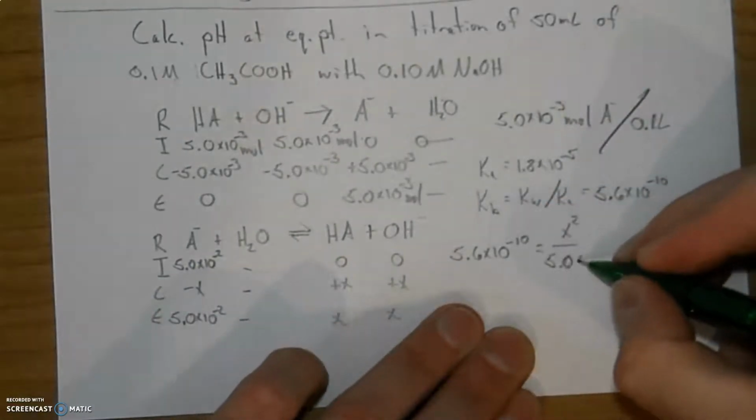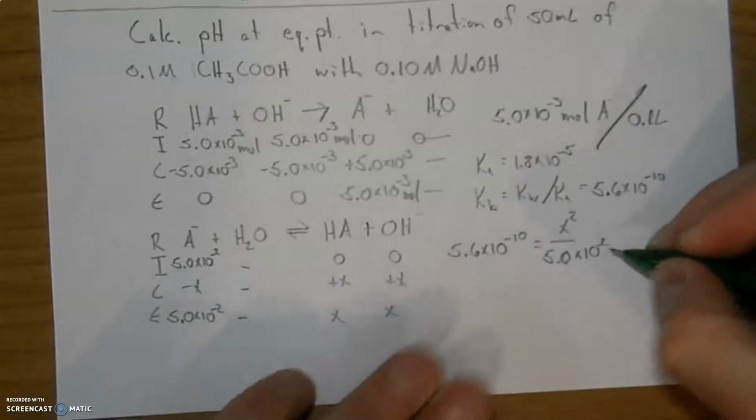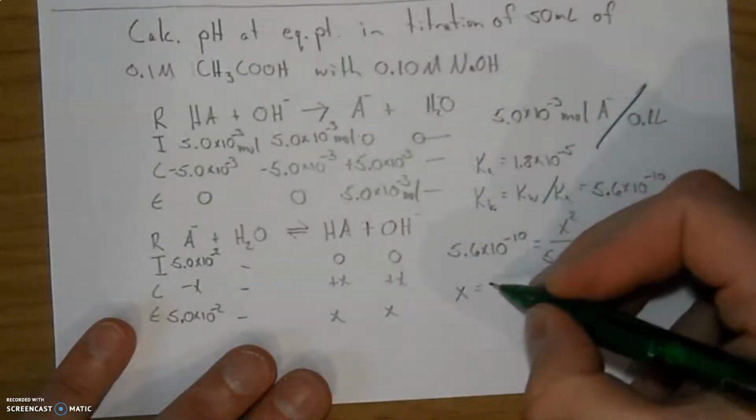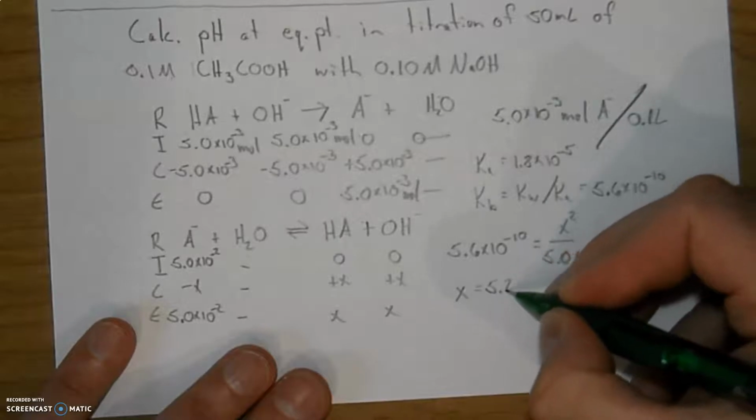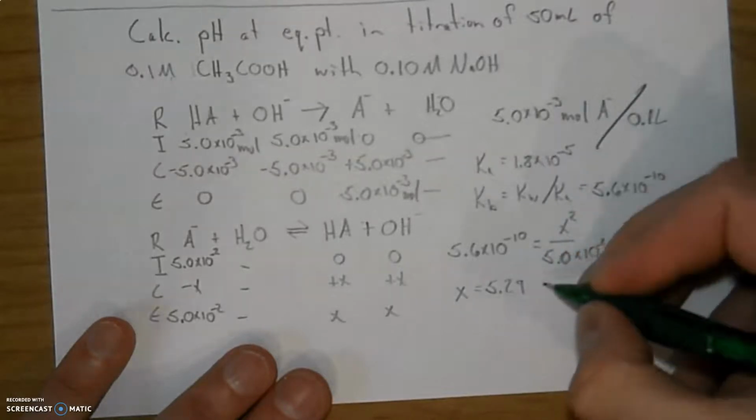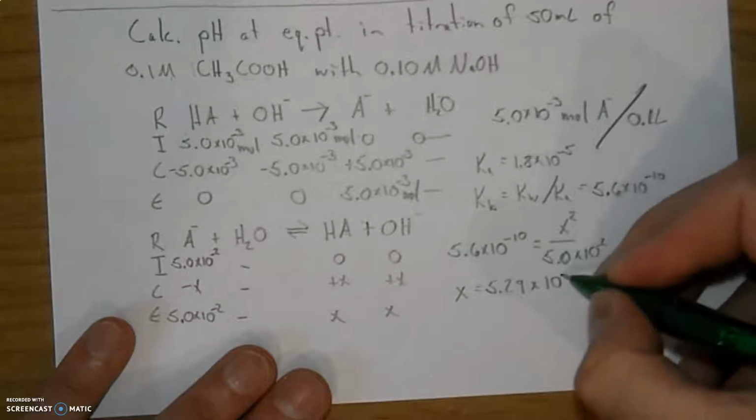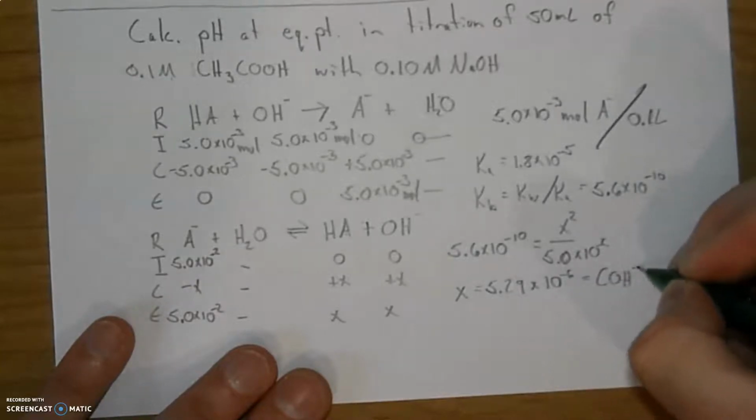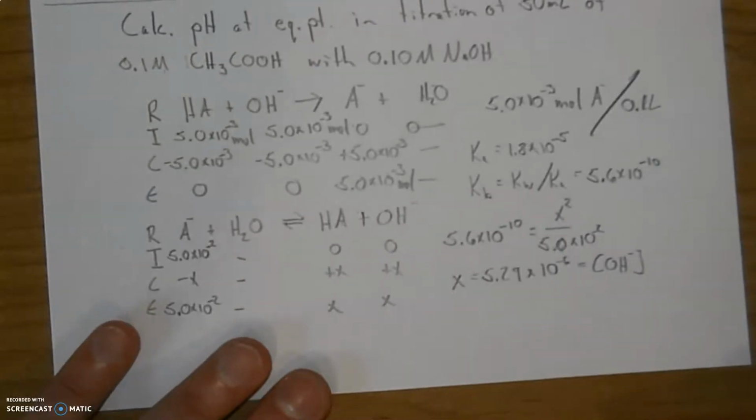5.0 times 10 to negative 2. Go ahead and solve for x. X will equal 5.29 times 10 to negative 6, and that happens to be equal to the hydroxide ion concentration, which is pretty darn close to where we want to go.